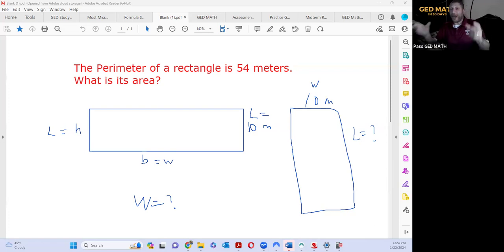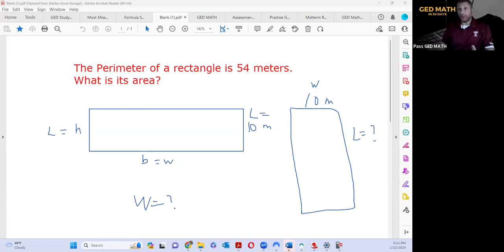In order to find my perimeter, I need to add all of them up. In order to find my area, I need to multiply both dimensions. This is why area is in feet squared, because it's two dimensions. This is why volume is three dimensions: length, width, and height.